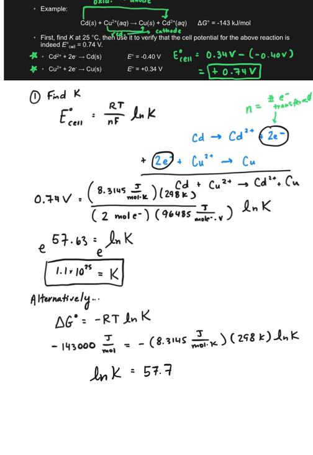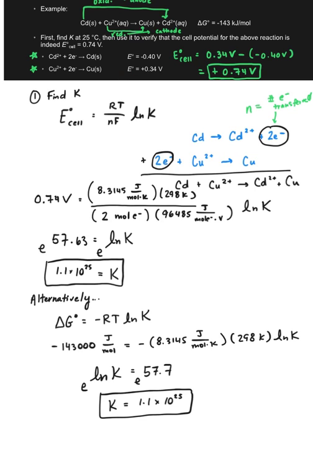And again, to solve for K, we raise e to the power of both sides. Again, we get a huge number, about 1.1 times 10 to the positive 25th power. So regardless of which method we use, we can get our equilibrium constant, K, back. We can verify that this reaction has a standard cell potential of 0.74 volts by looking up each individual cell potential for each individual half reaction.